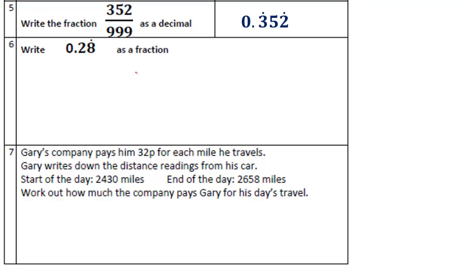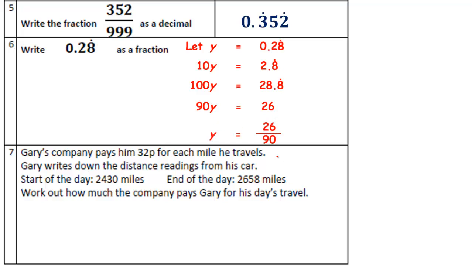Question 6, we should be really familiar with that. Start off with let y equal 0.28 recurring, times it by 10, 2.8 recurring, times that one by 10 again, so again 100y is equal to 28.8 recurring. Then we're going to do a subtraction. 100y take away 10y is 90y, 28 take away 2 is 26, and 0.8 recurring take away 0.8 recurring, they will just cancel each other out.